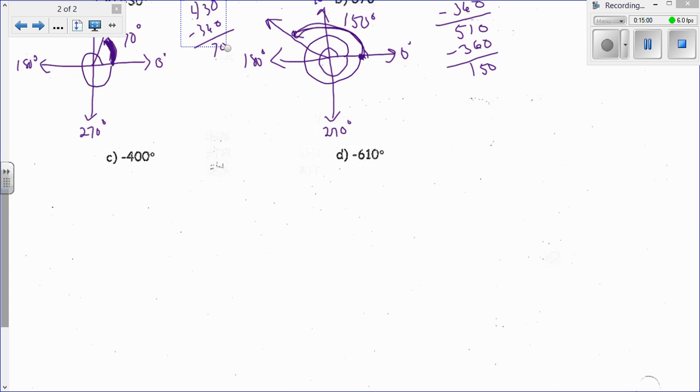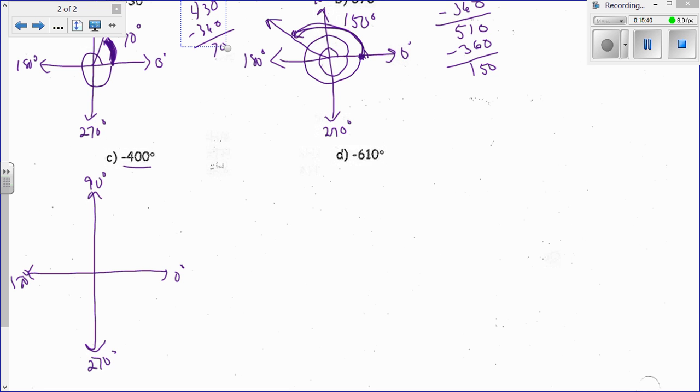All right, so now for C, we have a negative 400 degrees. So that means this time when I draw my picture, it's 0, this is 90, this is 180, and this is 270. Instead of going counterclockwise, I'm going to go clockwise because I'm going in the negative direction. So I'm not going to go 0 to 90, 180 to 270. I'm going to start at 0 and go towards 270.